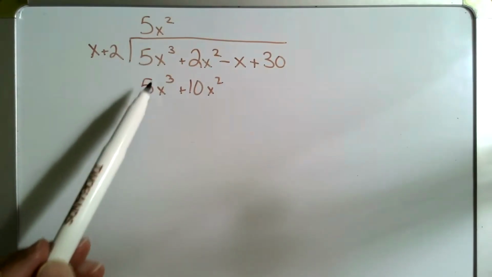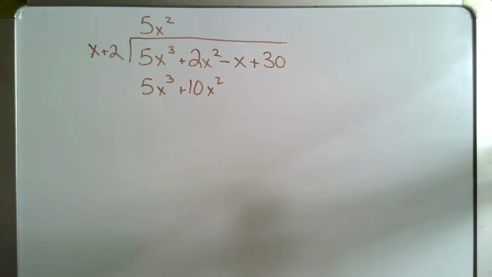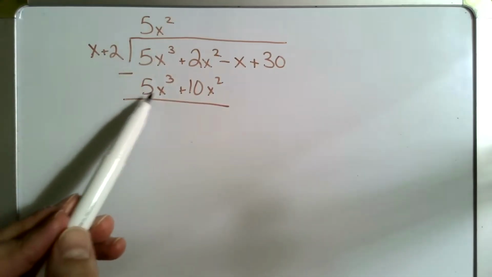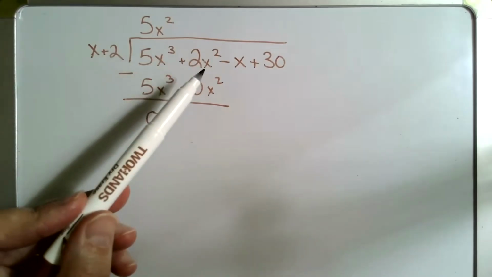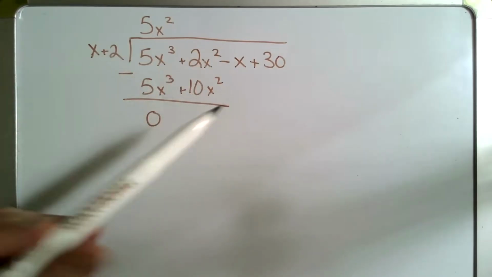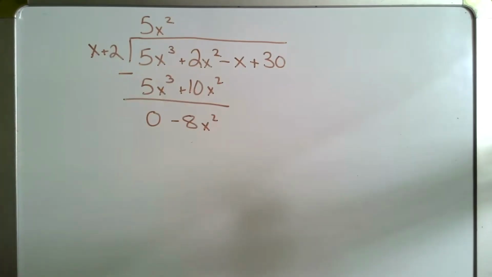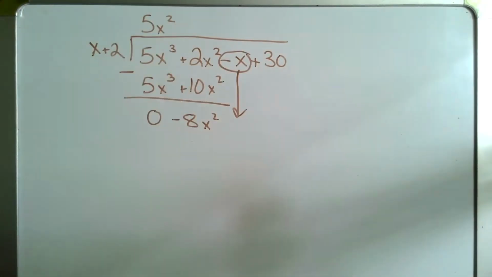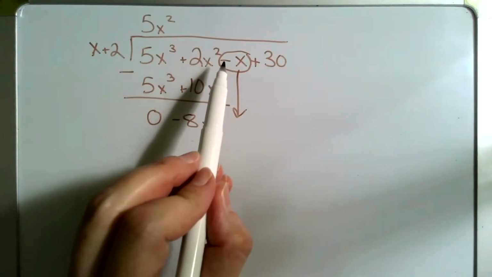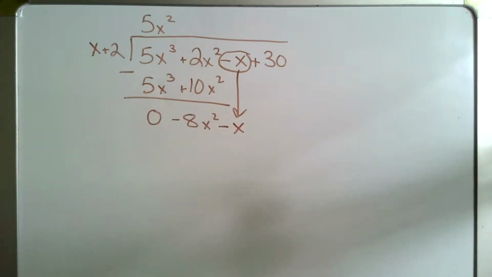Now, if these two are not exactly the same, stop, pause, go back, you did something wrong. But they are. So now I'm going to subtract. 5x cubed minus 5x cubed, 0. That's what I'm looking for. 2x squared minus 10x squared, negative 8x squared. And now I am going to bring down my next term, including its sign. And I'm going to rinse and repeat.